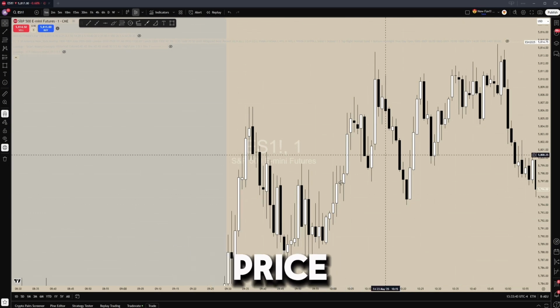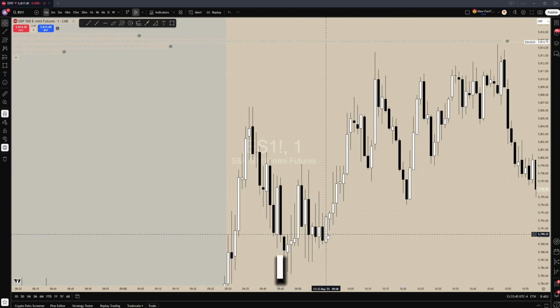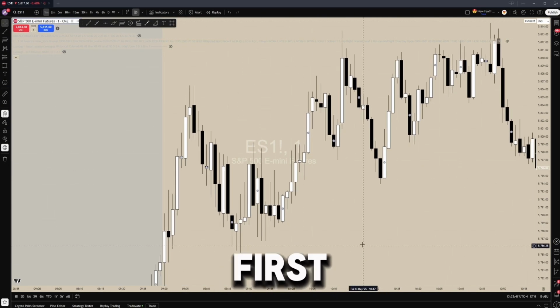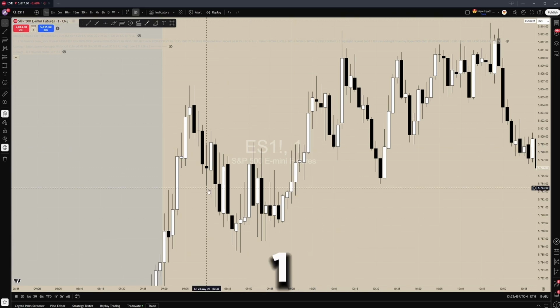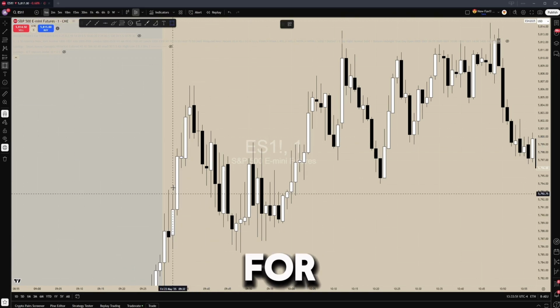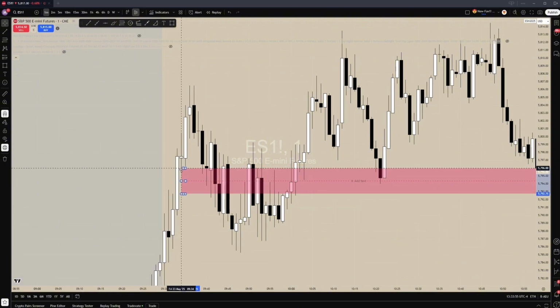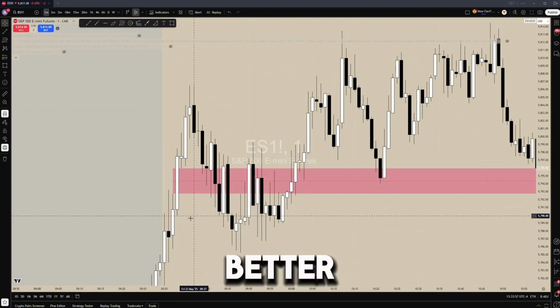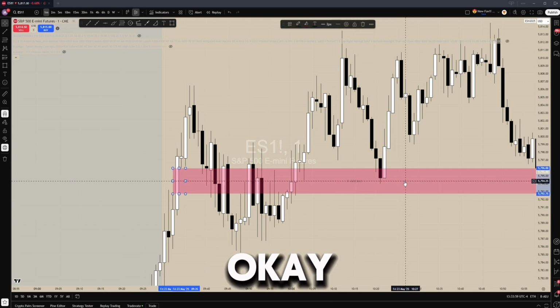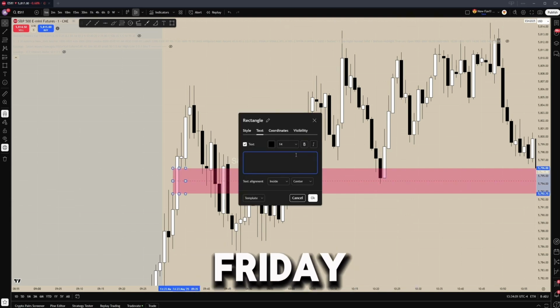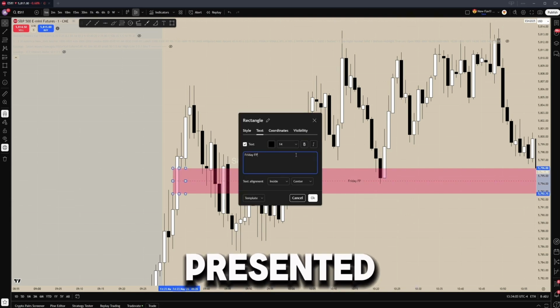As you're watching price, when market is open, I want you to go ahead and mark out the very first fair value gap that you see on the 1 minute time frame. For ES on this past Friday, that would be right here. Let's line it up a little bit better. There we go. That's right here. Let's label that Friday first presented fair value gap.